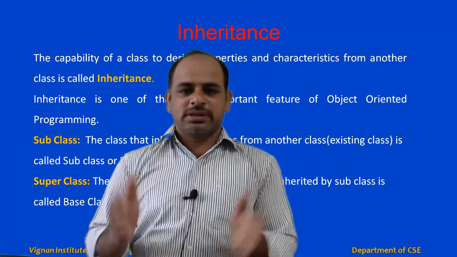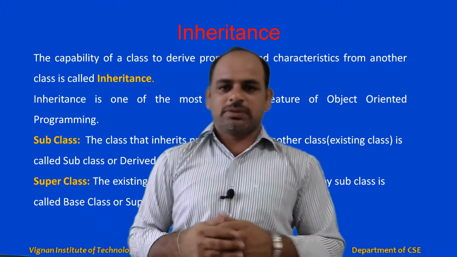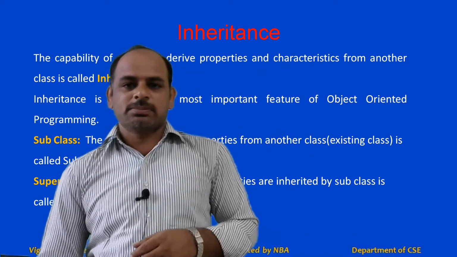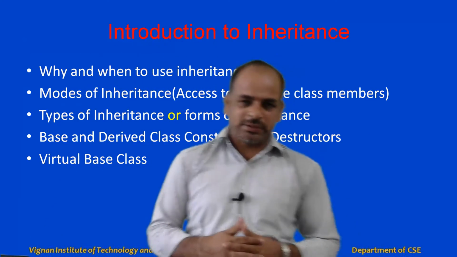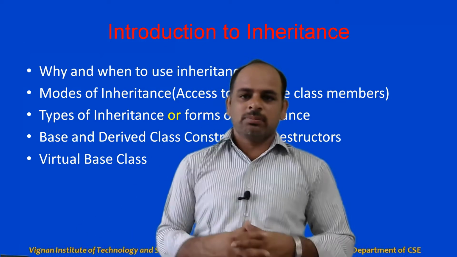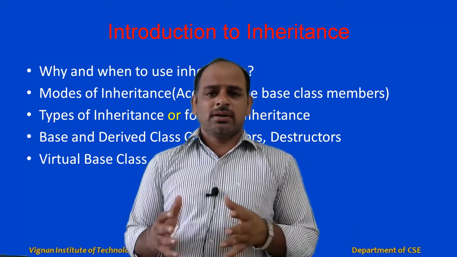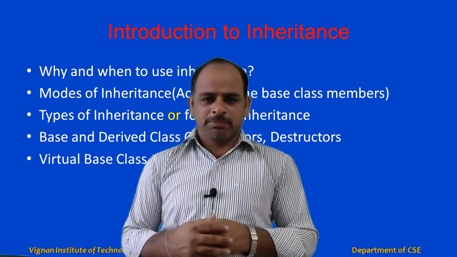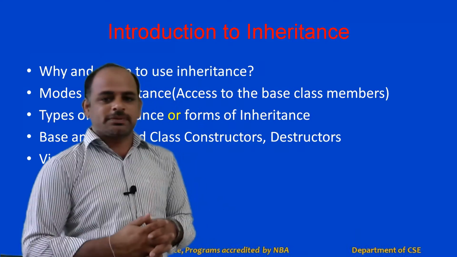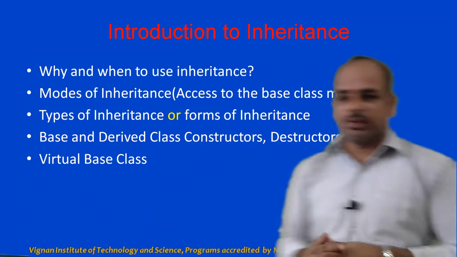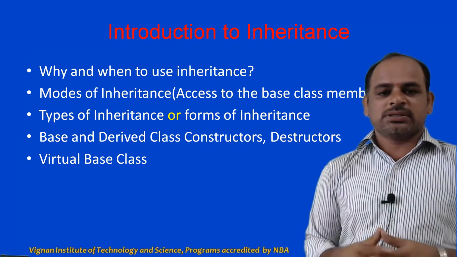The child class inherits all the properties of the existing class, and it may add some new properties also if required, right? So that is the concept of inheritance. What is the importance? Why do we have to go for inheritance? Why and when to use inheritance? What are the modes of inheritance, that is, the different access modes of the base class members? Next, types of inheritance, which we can also call forms of inheritance. And then what are base class and derived class constructors and destructors, and virtual base class.